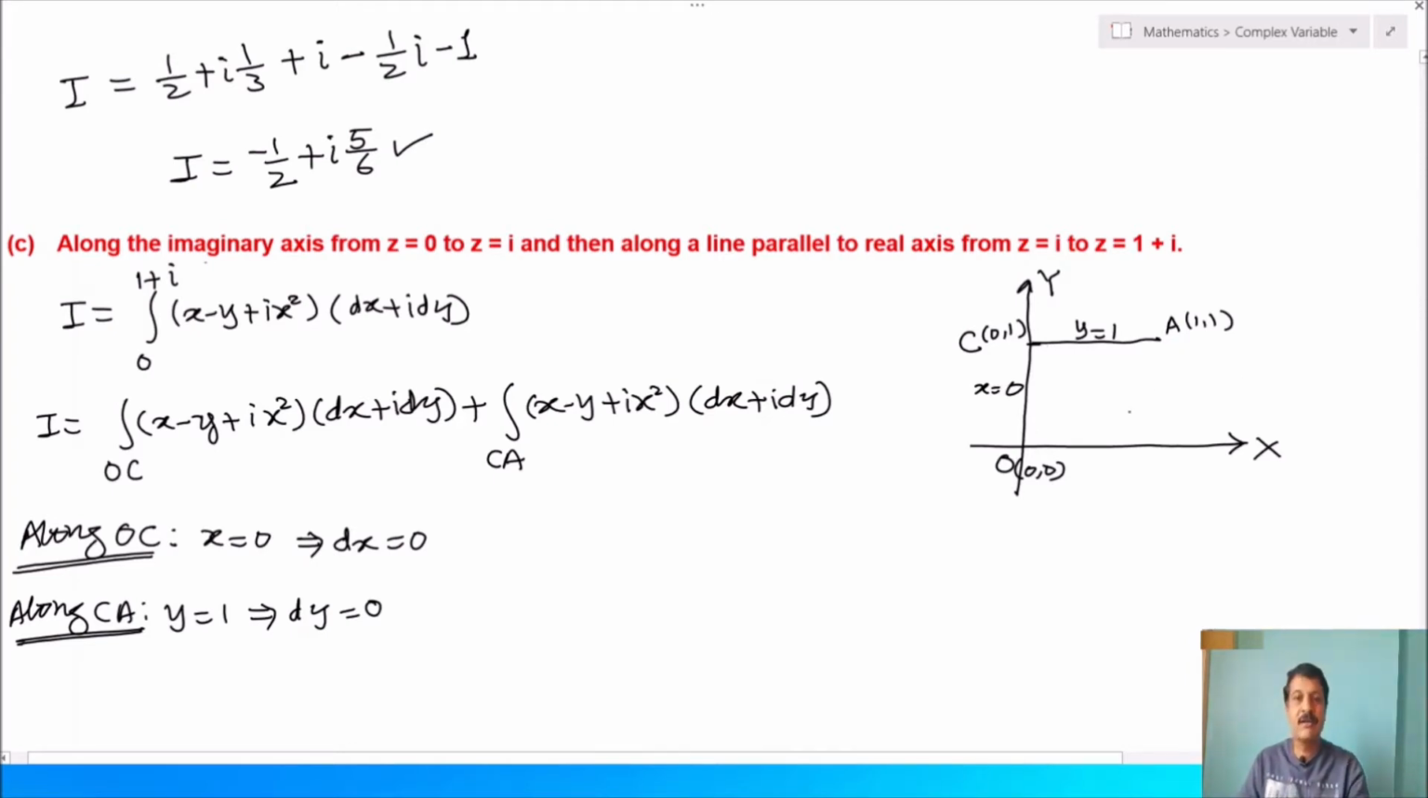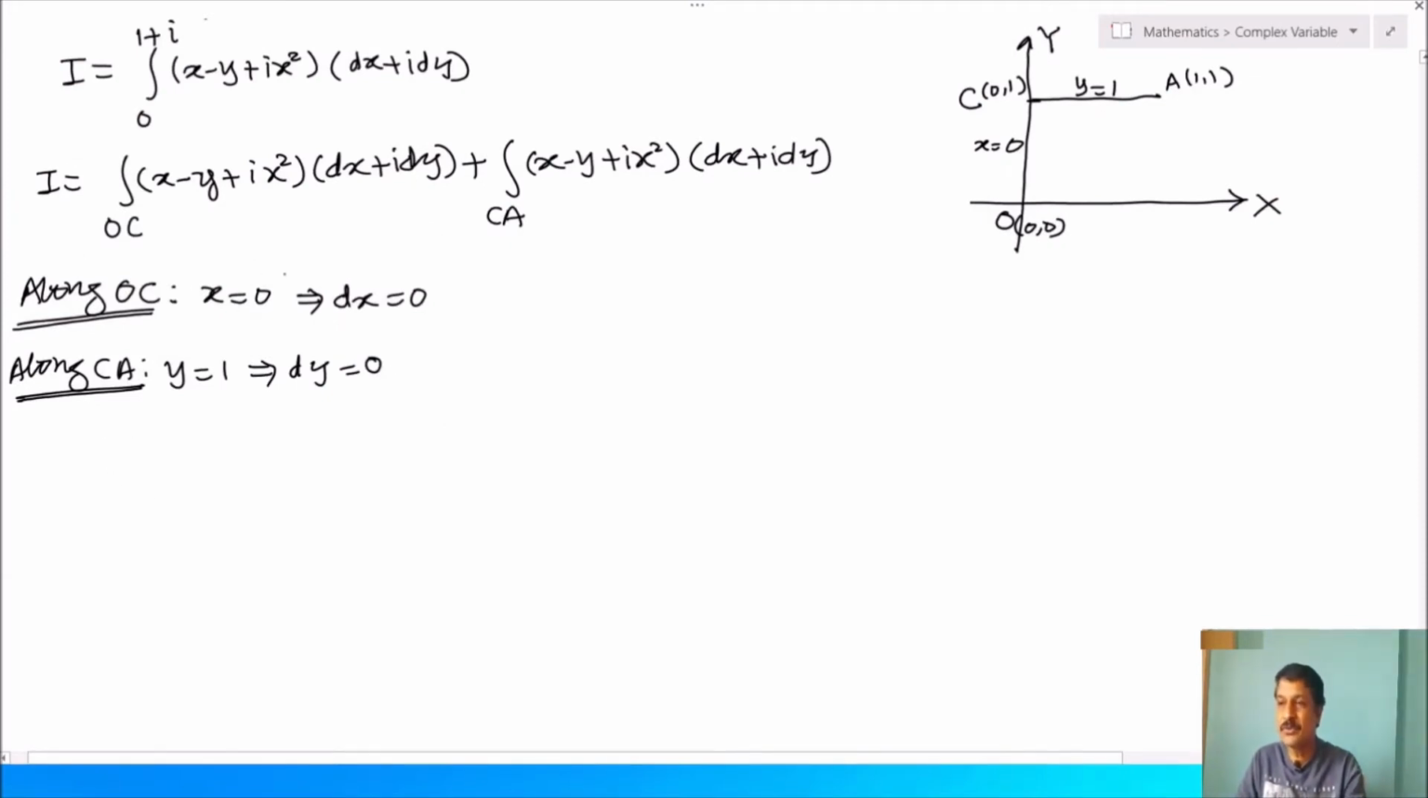You know the standard equation of the x axis, y axis, or any line parallel to the x axis or y axis. So substitute these values. OC means this value here and CA means these values here. Therefore the integral I becomes: along OC, x is 0, which means only minus y is left, and dx is also 0, so I dy.